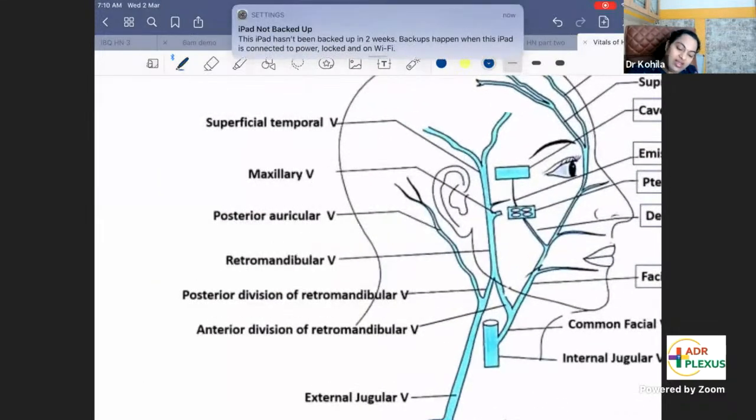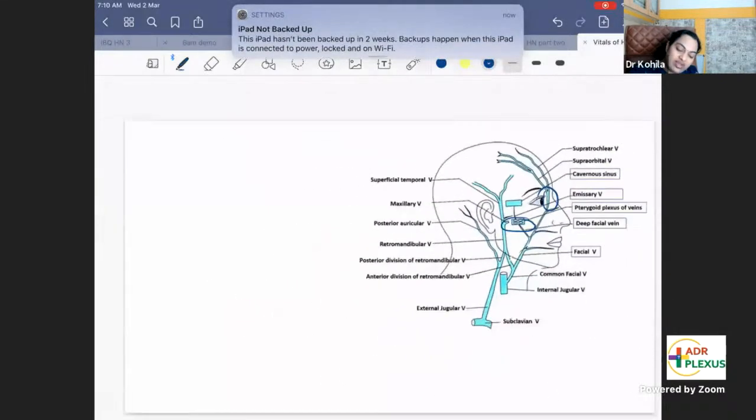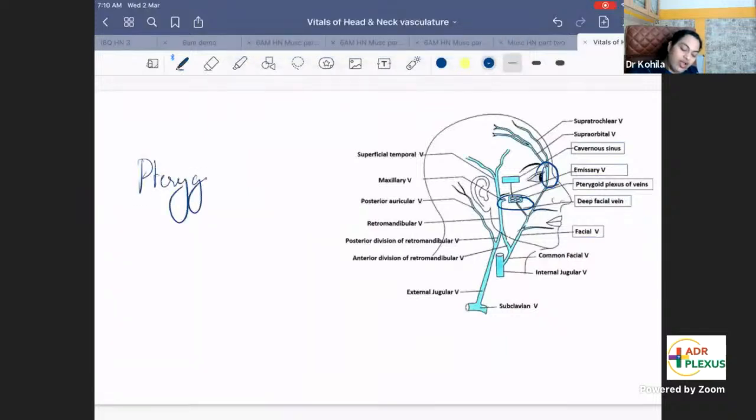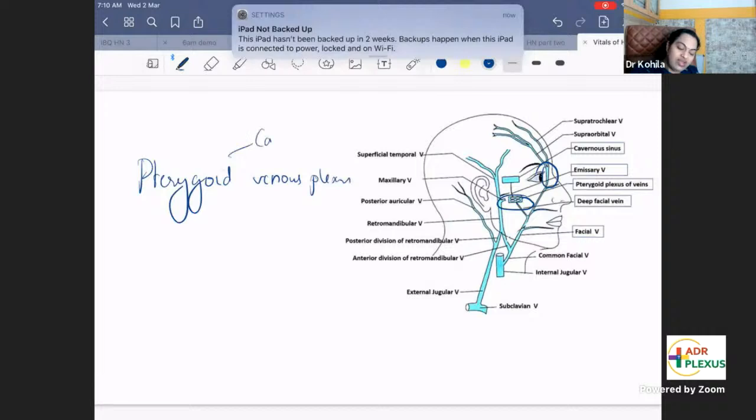In that area, there are two ways of communication into the cavernous sinus. One is via the deep facial vein, which communicates with the pterygoid venous plexus. The pterygoid venous plexus will communicate with the cavernous sinus.